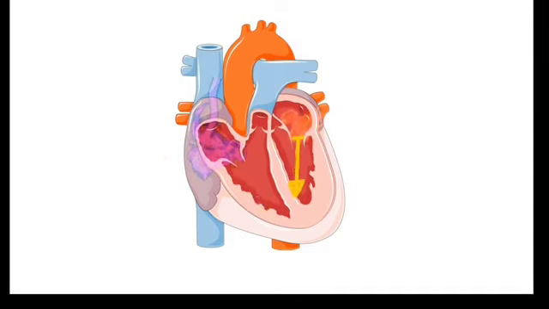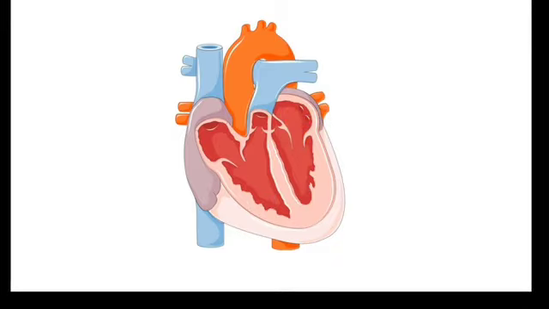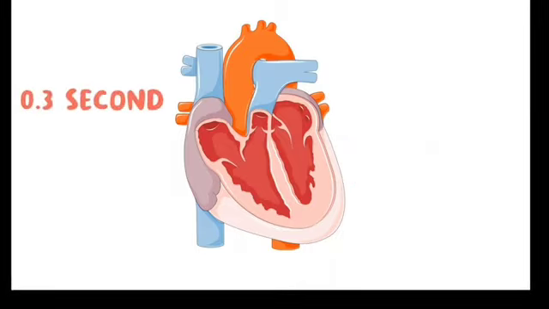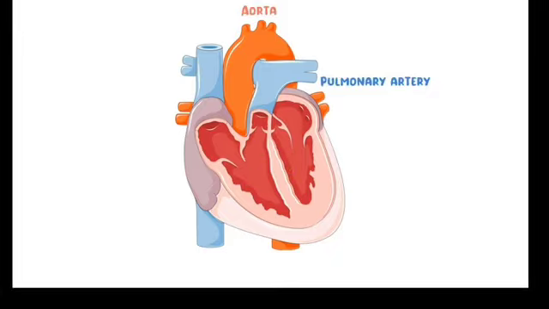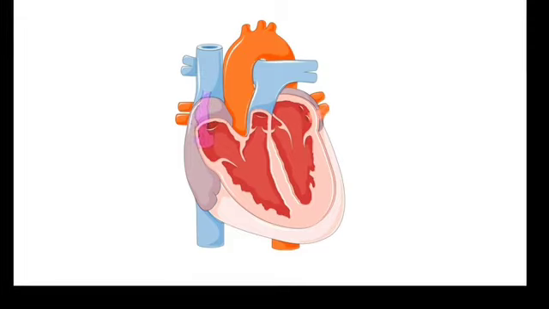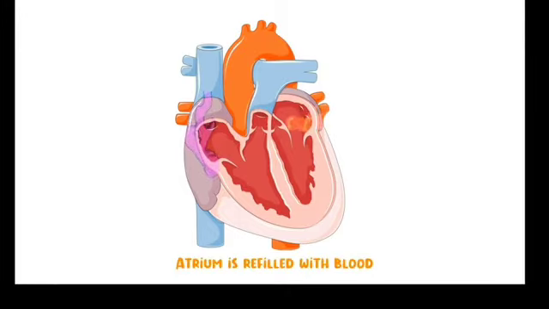In the next step, when the ventricles are filled, ventricle systole occurs, which takes about 0.3 second. The blood from the right ventricle goes to the pulmonary artery to the lungs, and from the left ventricle the blood goes to the system through the aorta. After ventricle systole, the heart enters a relaxed state in which atrium refilling occurs. This phase is known as complete cardiac diastole, and it takes up about 0.4 second.